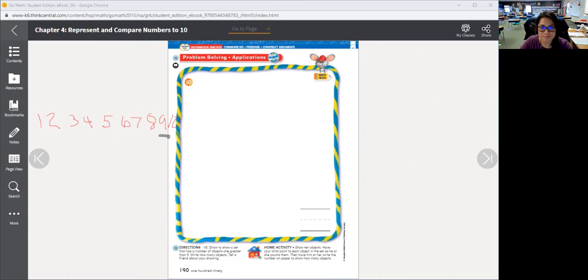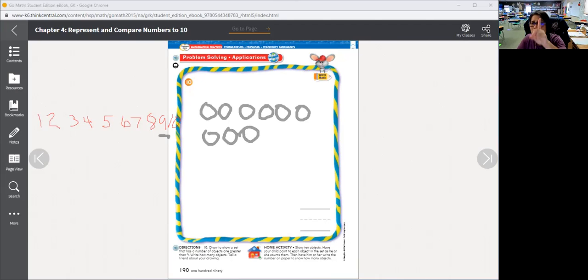There's a 9. Okay, so that means we're going to have to draw 9. Here we go. 1, 2, 3, 4, 5, 6, 7, 8, 9. And it says 1 more greater than 9. Well, what's 1 more greater than 9? Right? So we have to add 1 more to make it greater. 1 more greater than 9.